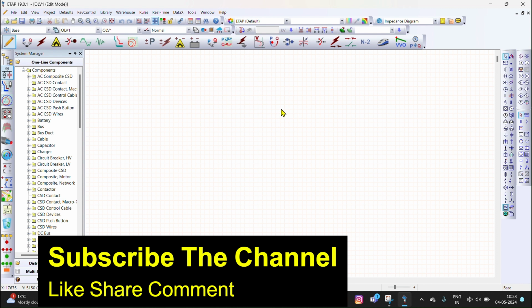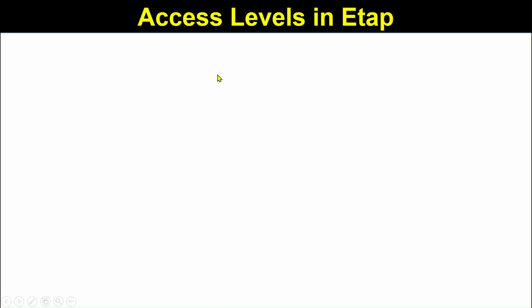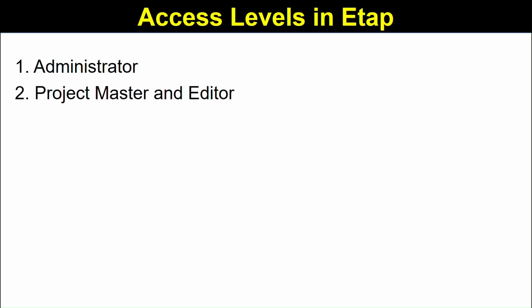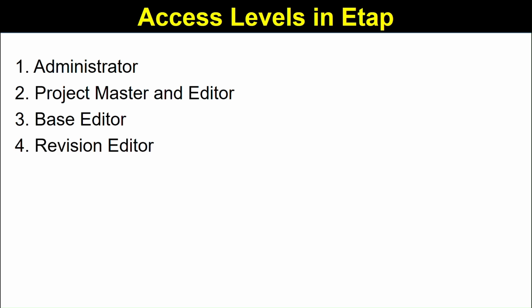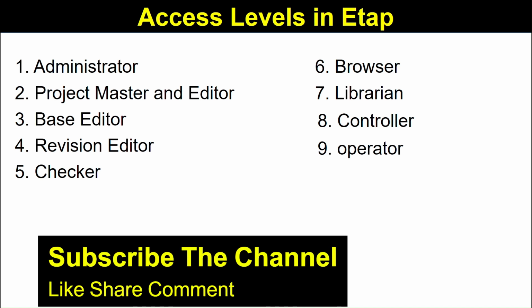Now I will first look at what the different access levels in ETAP are, what their roles are, and what their permissions are, what they can do. The different access levels in ETAP are: first administrator, second project master and editor or a project manager, third a base editor, fourth a revision editor, fifth a checker, sixth a browser, seventh librarian, eighth controller, and ninth operator. Now we can see the permissions of the different access levels one by one.